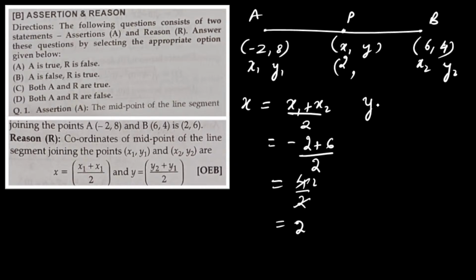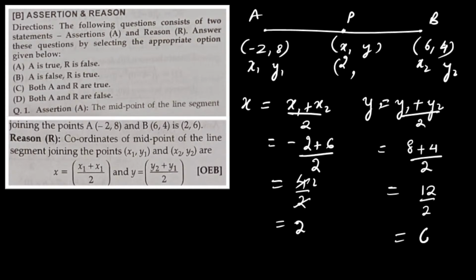Let us check y's value also. y is equal to (y1 plus y2) by 2. y1 is 8, y2 is 4, by 2. 8 plus 4 is 12, 12 by 2 is equal to 6. So (2, 6). That's what they have also given to us. They have mentioned the midpoint of the line segment AB is (2, 6), so we are getting the same. We found the midpoint using the midpoint formula, which means the assertion is true. So A is true here.